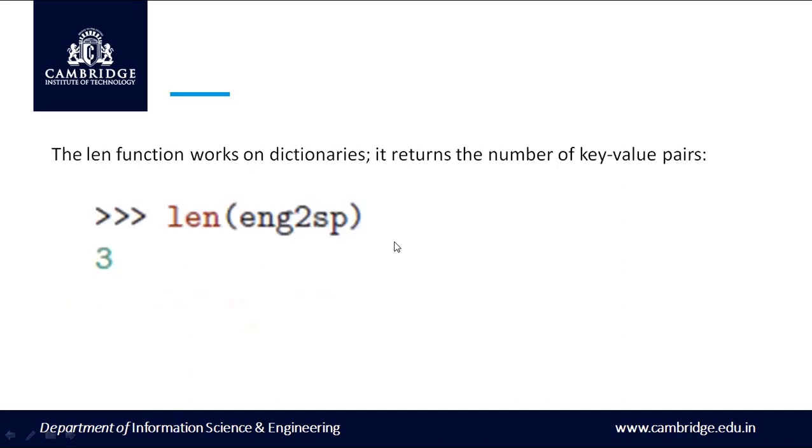The len function also works on dictionaries. It returns the number of key value pairs. When we use this length function for the dictionary we have defined, that is English to Spanish, you can see the length 3 being displayed because we have 3 key value pairs.